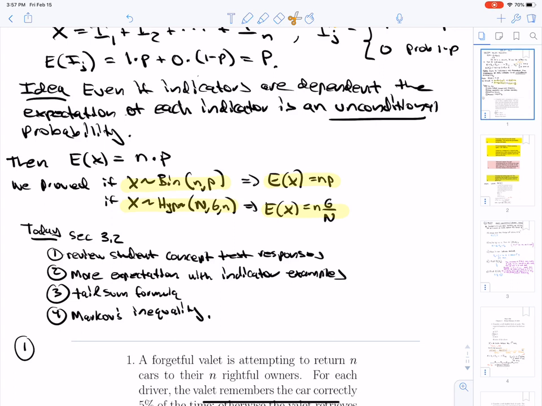Today, we're going to review student concept test responses. We'll look at another example of expectation with indicators. We'll look at a tail sum formula for expectation, and we'll also look at Markov's inequality.